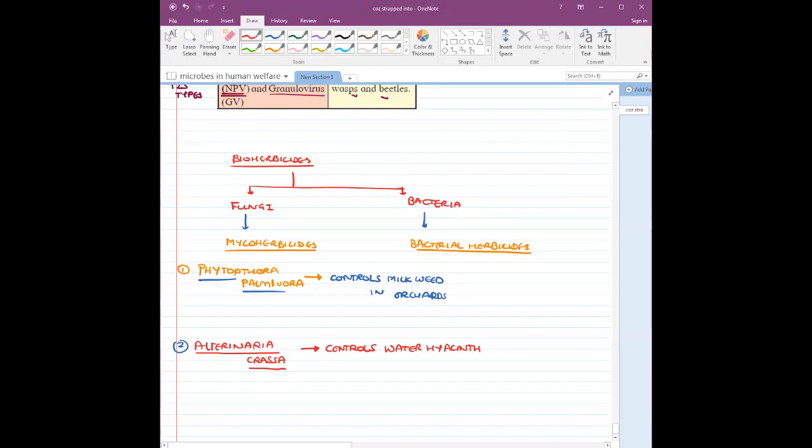But another important property of water hyacinth, what does this do? This is capable of controlling or absorbing minerals or metals from that entire water. So that is one important characteristic of water hyacinth.